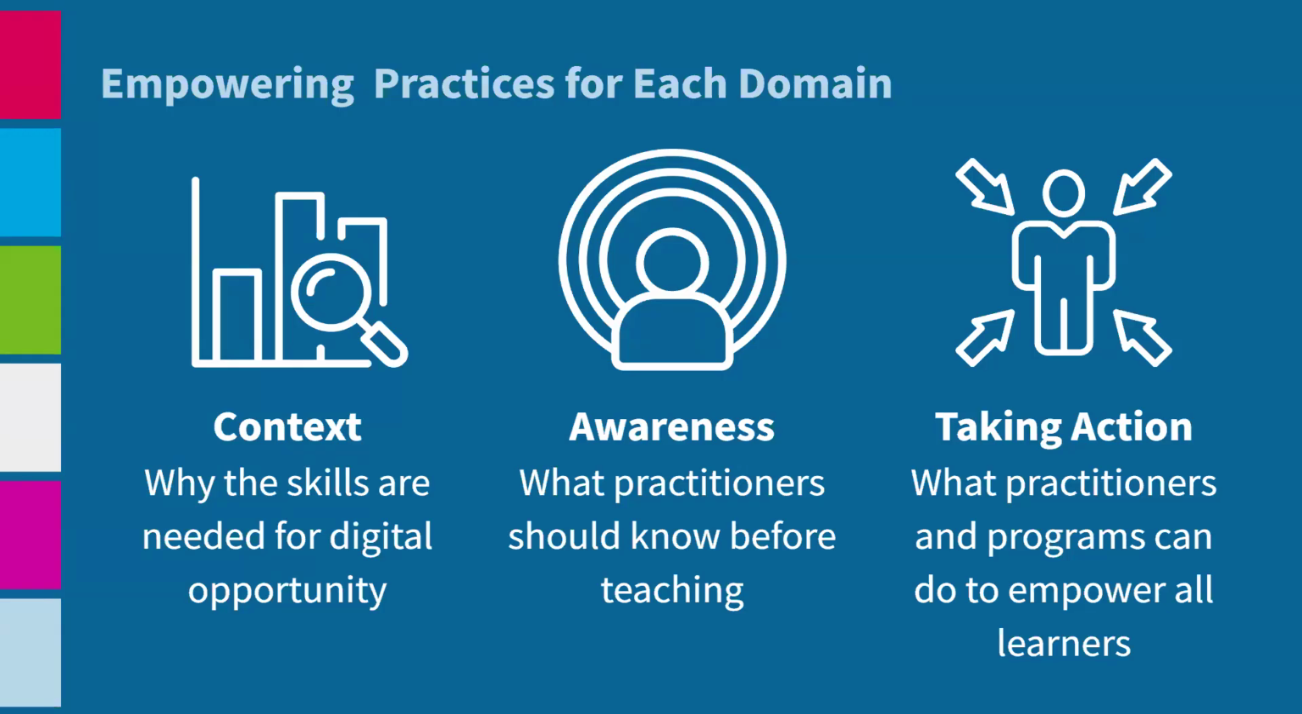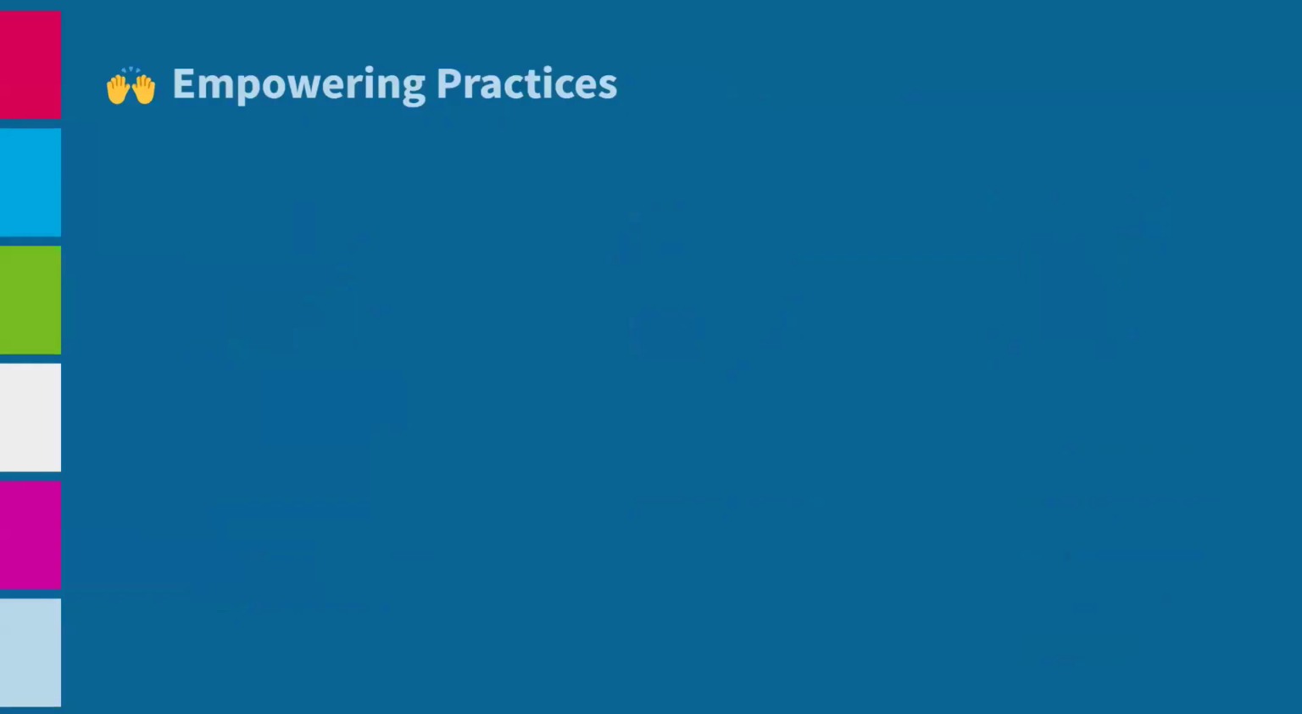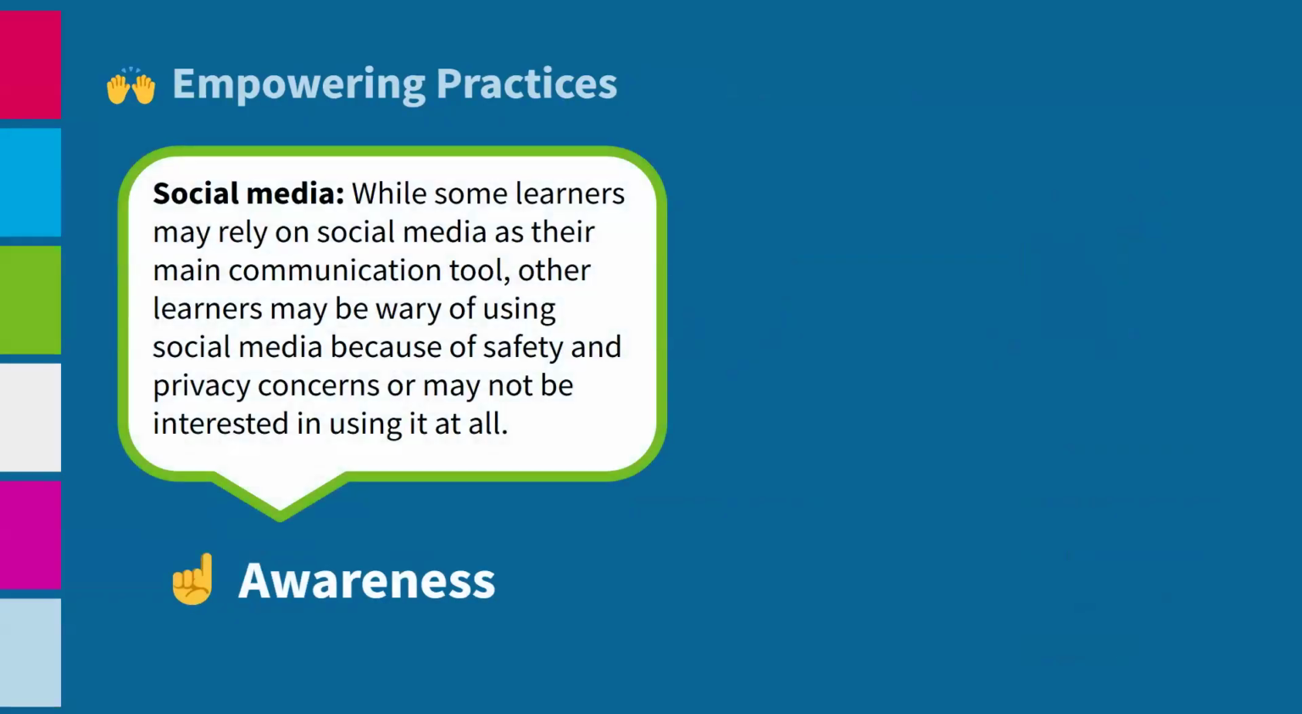But we also want to think about other contextual things, cultural, linguistic, other things that might cause barriers for learners, and what you need to be aware of as a practitioner in a program, and how you can take action as a practitioner to make sure that you are not excluding people based on how you are implementing or making expectations around digital skills. So here's an example in communication.